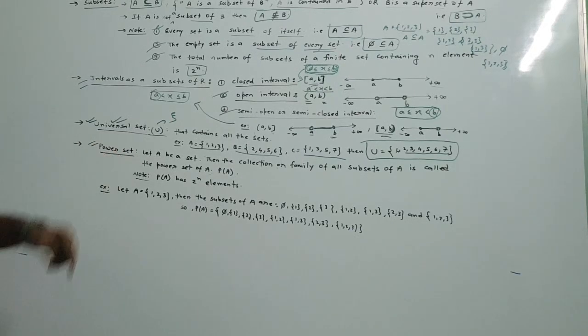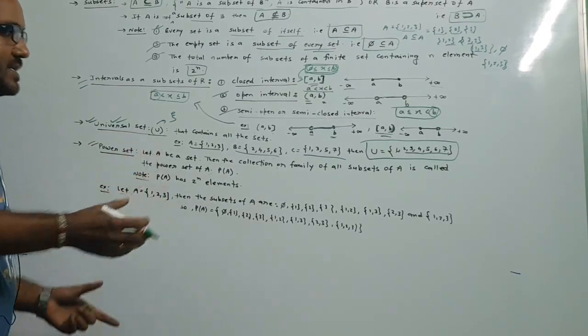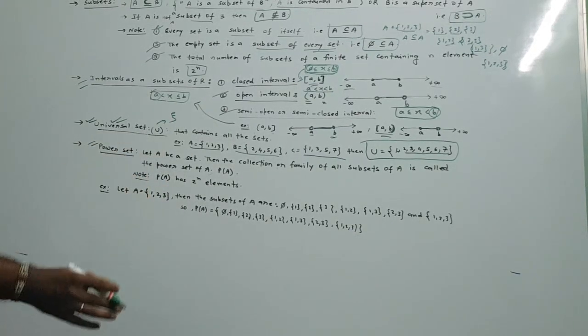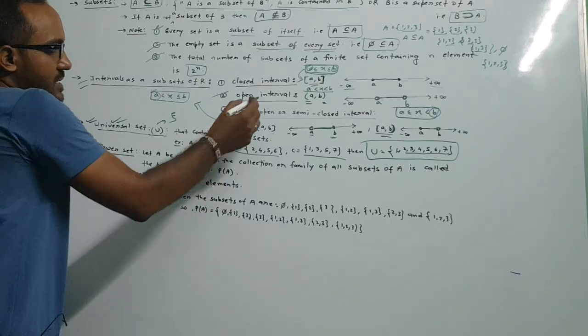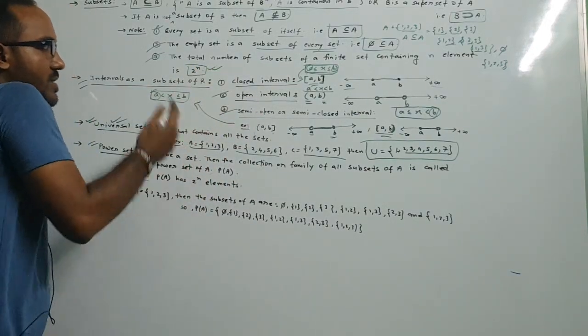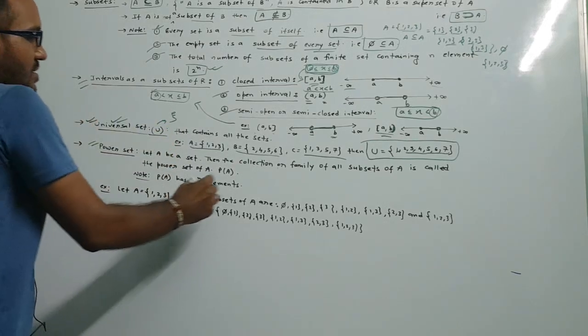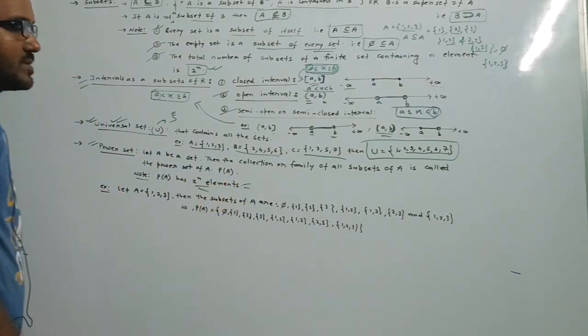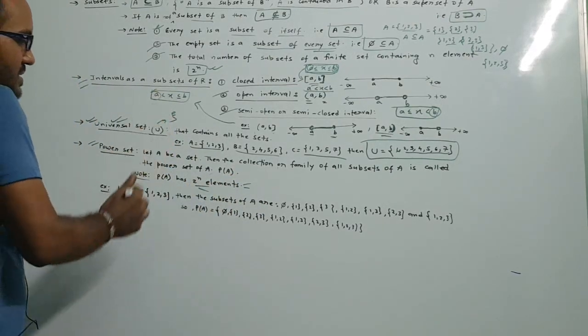Power set. What is a power set? The collection of all the subsets is known as the power set. As the number of subsets is 2 to the power n, and we are collecting all those subsets, that means the number of elements in the power set should be 2 to the power n. Let us see one example.